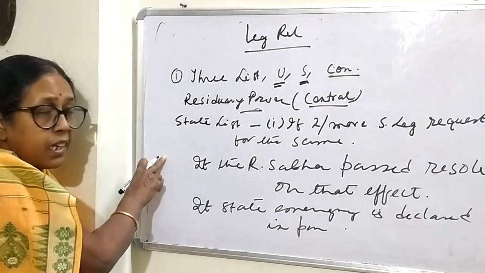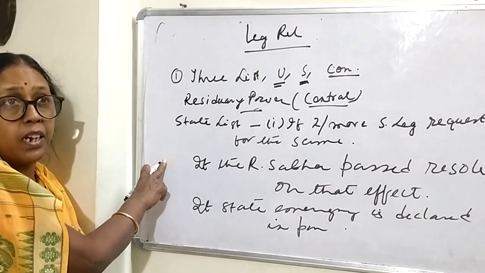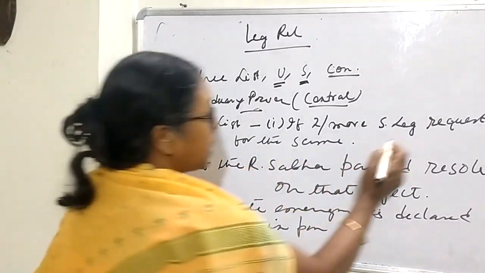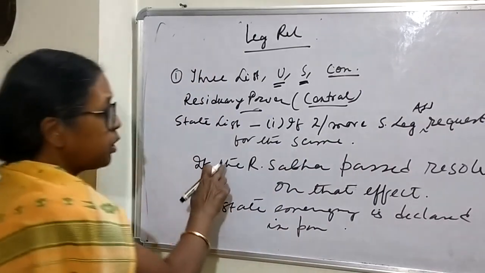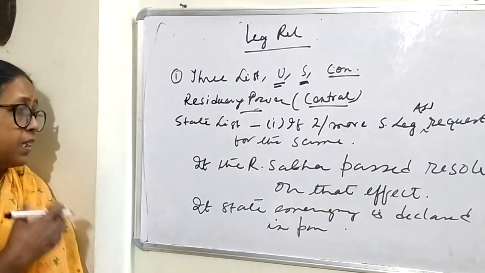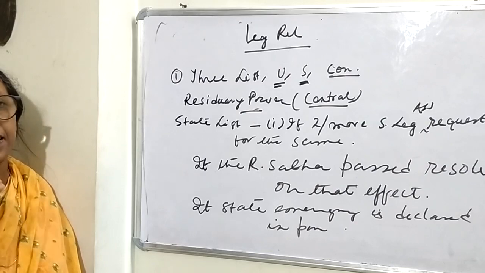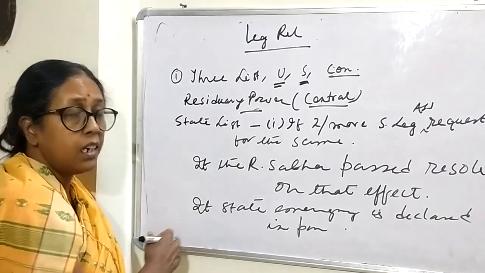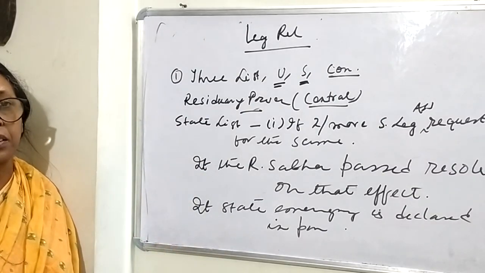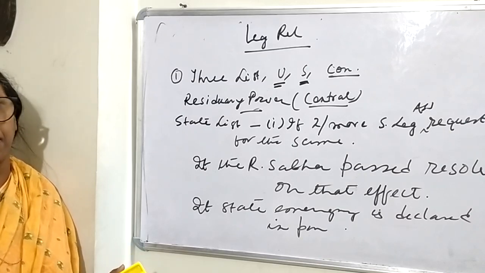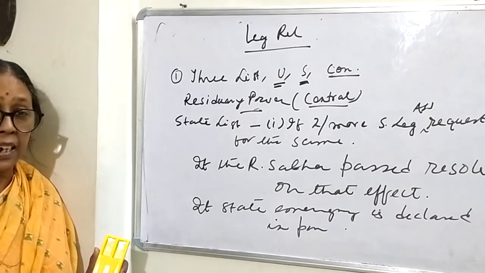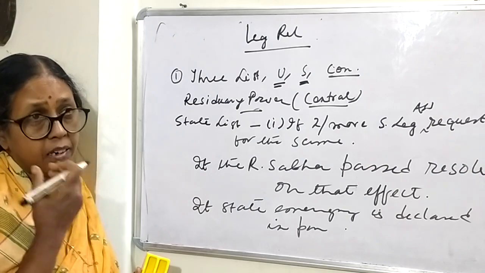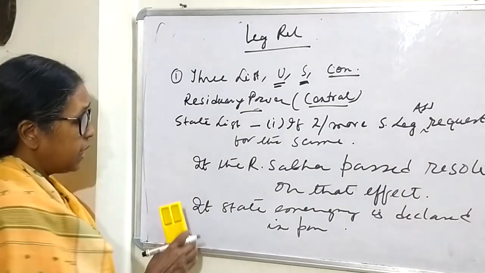So sometimes the question is there: when can the central parliament frame laws on a state subject? Number one, if two or more state legislative assemblies or state legislatures request the parliament for the same. Secondly, if the Rajya Sabha passes a resolution and asks the parliament to frame laws on that subject. And thirdly, if state emergency is declared in a particular state, then also the central parliament can frame laws on the state subject. And if national emergency is declared, then also the central parliament can frame laws on state subjects.